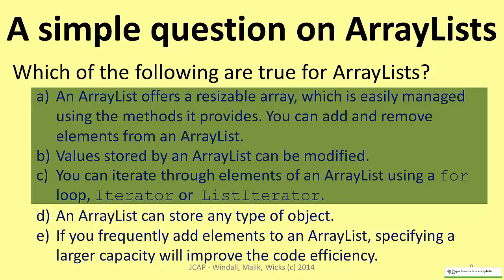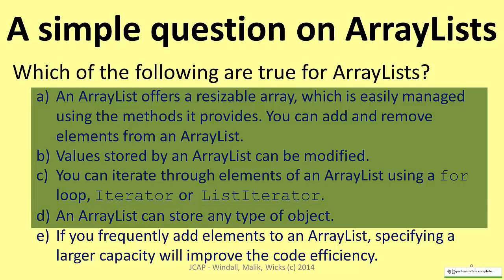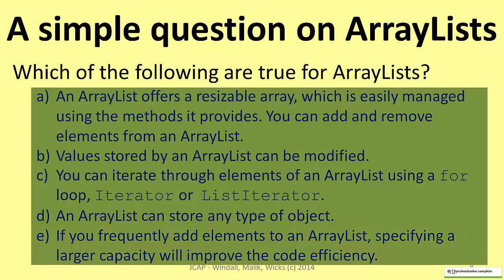What about an array list can store any type of object? Well, yes, that's true as well. But finally E. If you frequently add elements to an array list, specifying a larger capacity will improve the code efficiency. That sounds as if it ought to be false, but in fact, it's also true. If you make the array list larger, you will gain nanoseconds in your code. Whilst that doesn't matter for the size of program you're using at university, if you were out in industry adding millions of items to an array list, that would become a factor.